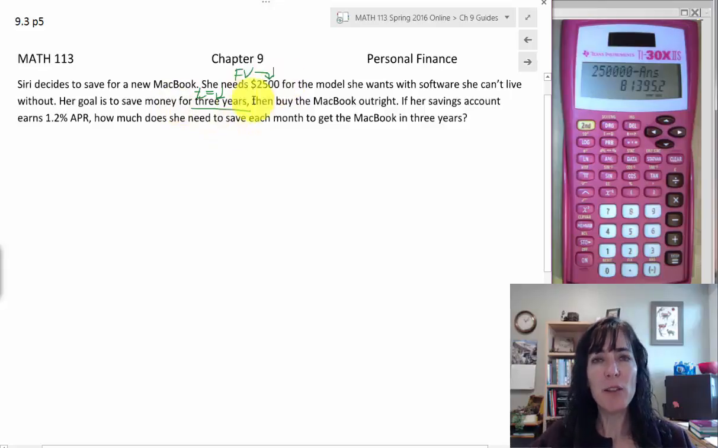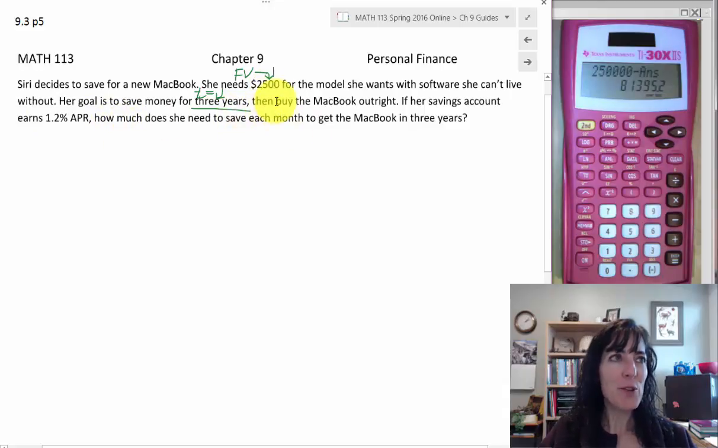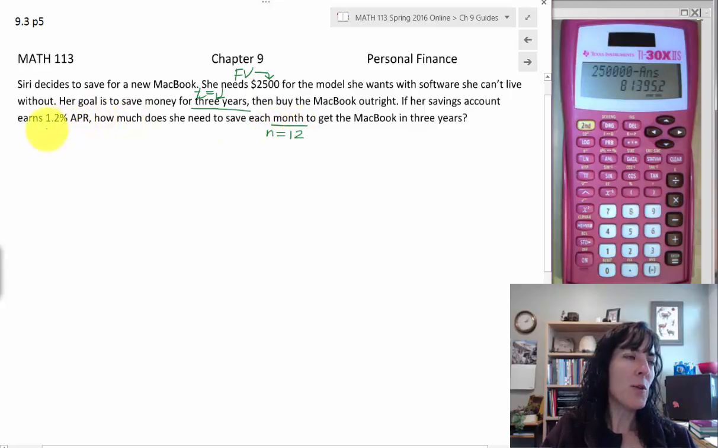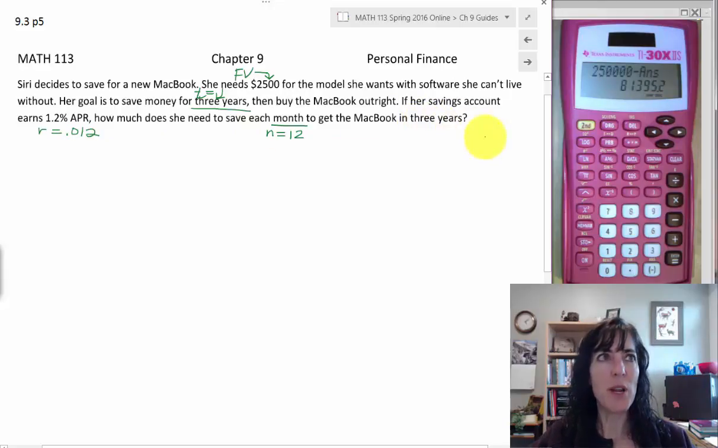And if she saves money for 3 years and then buys the MacBook outright, then it'll be completely paid. If her savings account earns 1.2% APR, how much does she need to save each month? So I see a couple more things each month. So that's going to be the N is 12. And here we have the R equals 0.012. And the T, again, they're telling us one more time the T is 3.